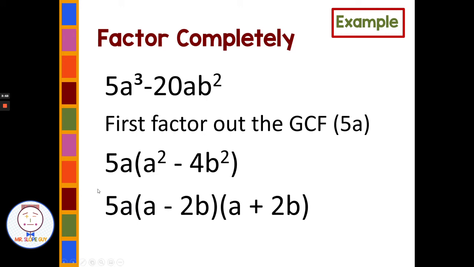Make sure this term has no GCF and no difference of squares. This term, no GCF, no difference of squares. And the last term, no GCF, no difference of squares. Then we know we have factored completely. And we could multiply this out and get back the original problem, so we know it's equivalent.